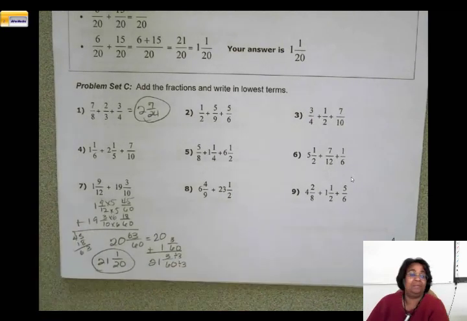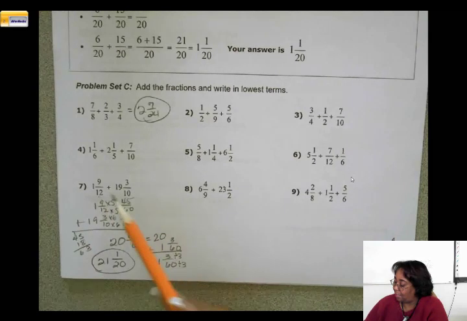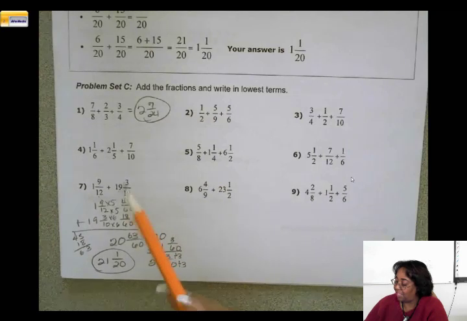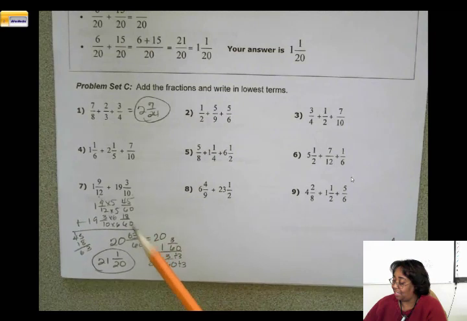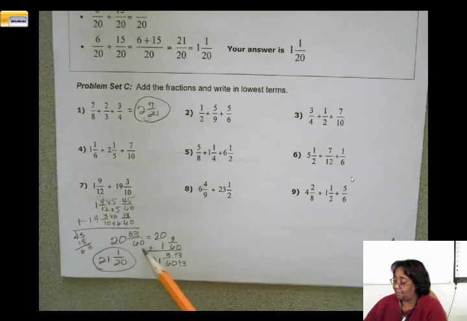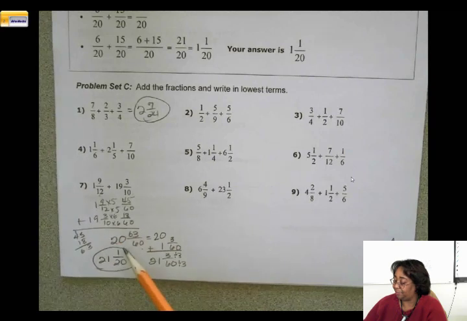to reduce it. So the first thing I had to find out was the LCD, and the LCD is 60. Then I raised both fractions to 60. I took 1 and 9/12 and multiplied that by 5 to get 45 over 60. Then I took 19 and 3/10 and I multiplied the 3/10 by 6 so that I could get 60 on the bottom. Then I added the 45 and the 18 and I got 63 over 60. The whole number is going to be 1 plus 19, which is 20.